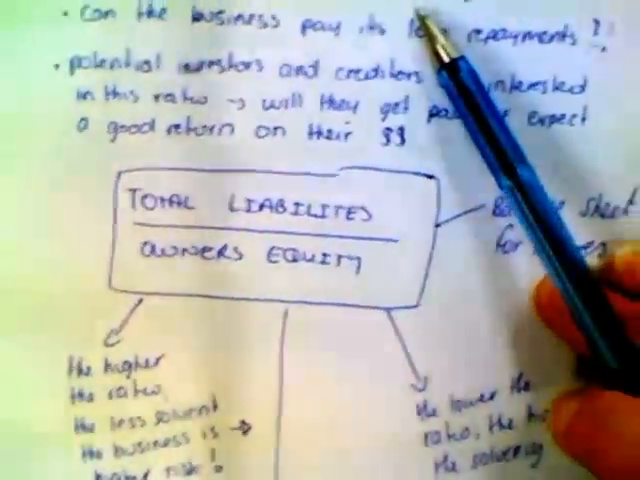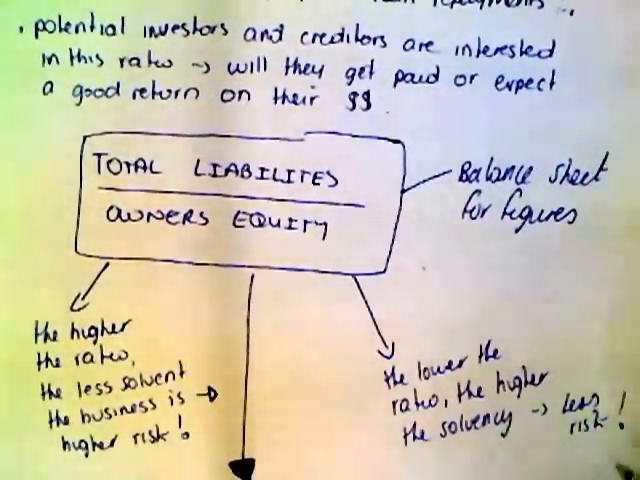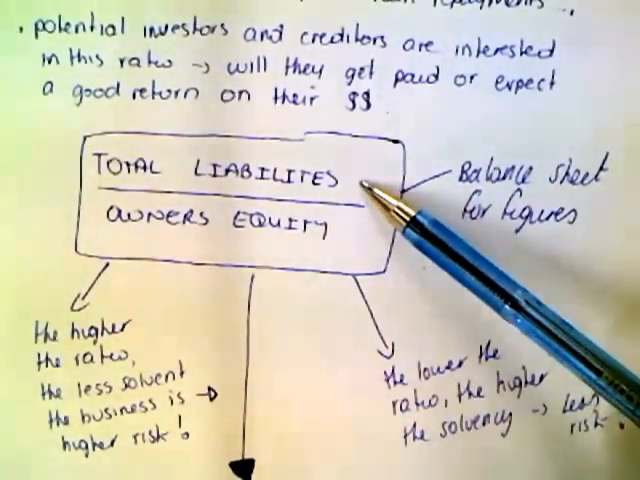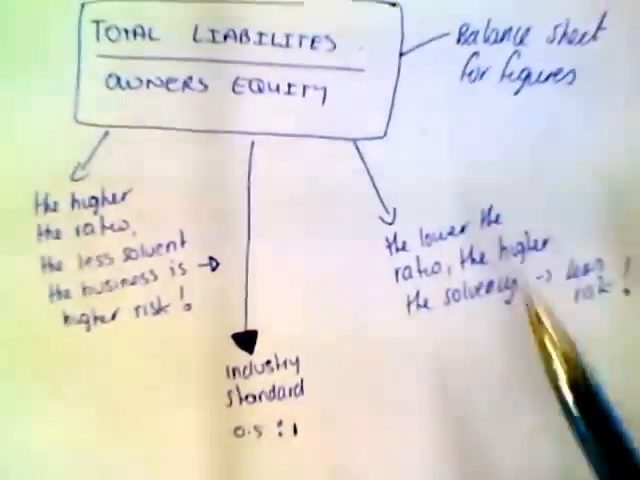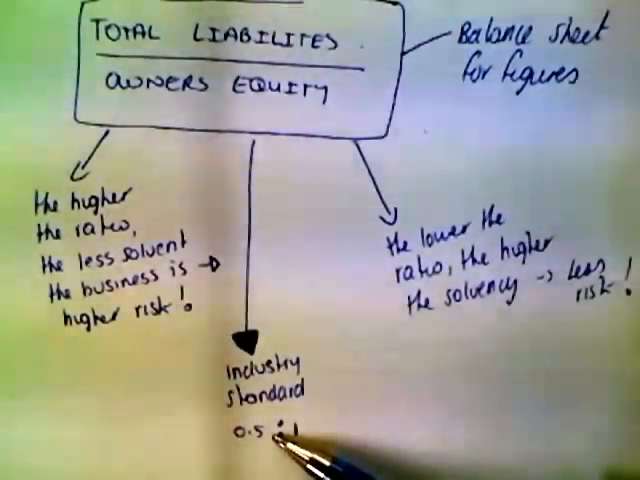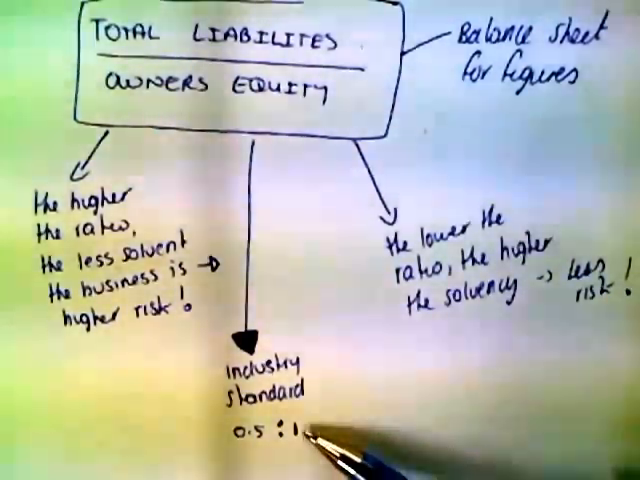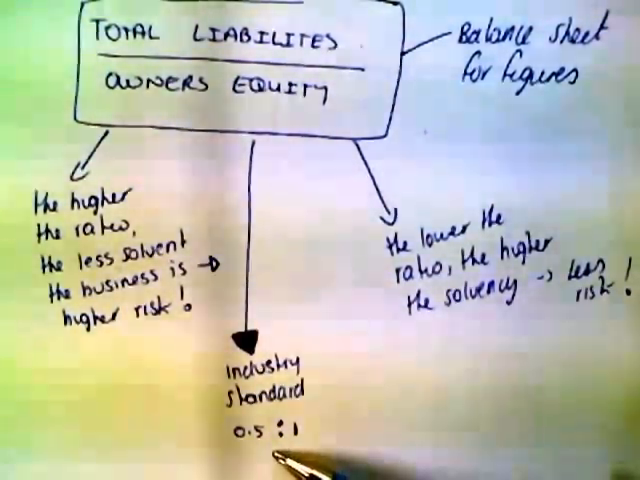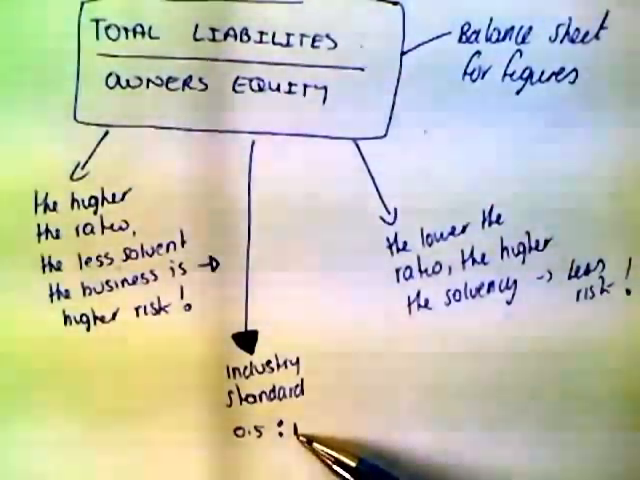Whereas the lower the ratio, the higher the solvency. It means there's less risk. In other words, the business is using more of its owner's equity than it is from outside lenders, which is what your liabilities are. Now, our industry standard is basically 0.5 to 1. In other words, for every 50 cents that the business borrows, they should have $1 in owner's equity. This will ensure that they can actually cover the costs of their debt and still have some funds to cover other expenses that may arise.